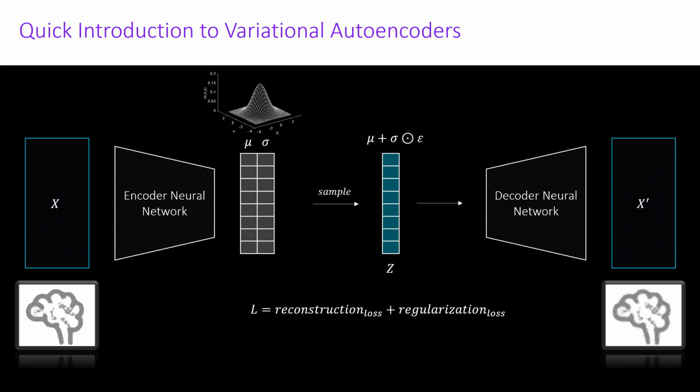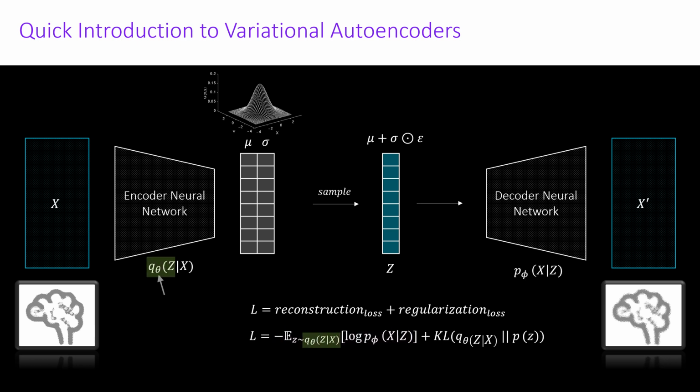Mathematically, the loss of a variational autoencoder looks like this. The first term is the negative reconstruction likelihood, which is essentially the cross entropy. So Q is the encoder, and that theta in the index represents the weights and biases of the network. P is the decoder, and in the index we have a phi, which represents the decoder's weights and biases. If we minimize the negative log likelihood, it's like maximizing the reconstruction likelihood.